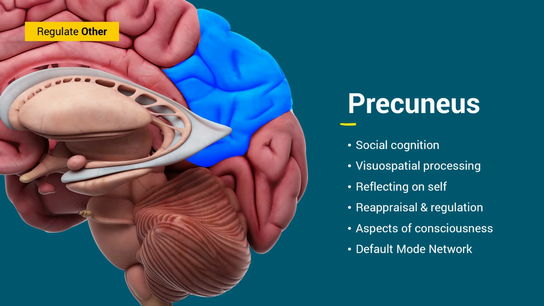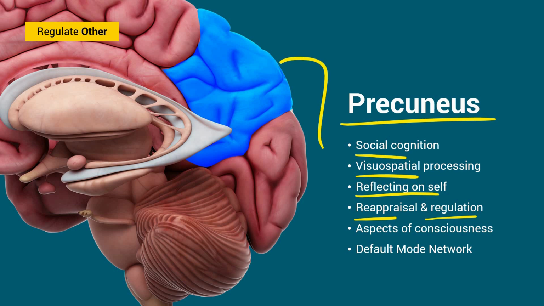Now, the precuneus here is involved in quite a few different functions. So it's involved in social cognition, it's involved in visuospatial processing, reflecting on the self, and of course reappraisal, emotion regulation. So these are newer activities that are becoming more and more understood now as a function of the precuneus itself. And it's also involved in aspects of consciousness and also the default mode network.